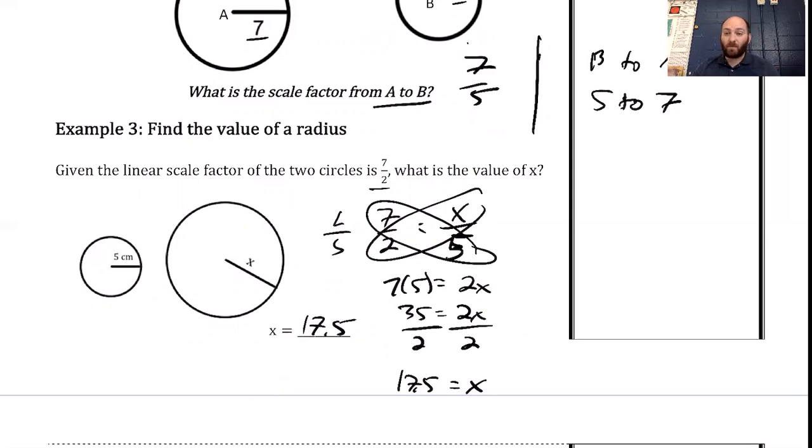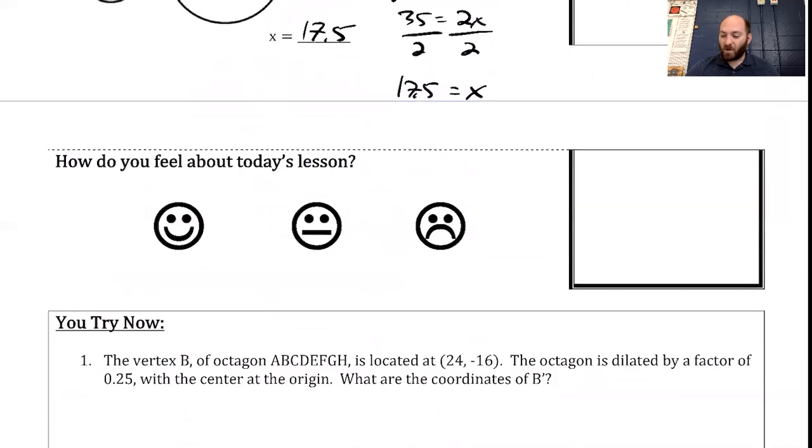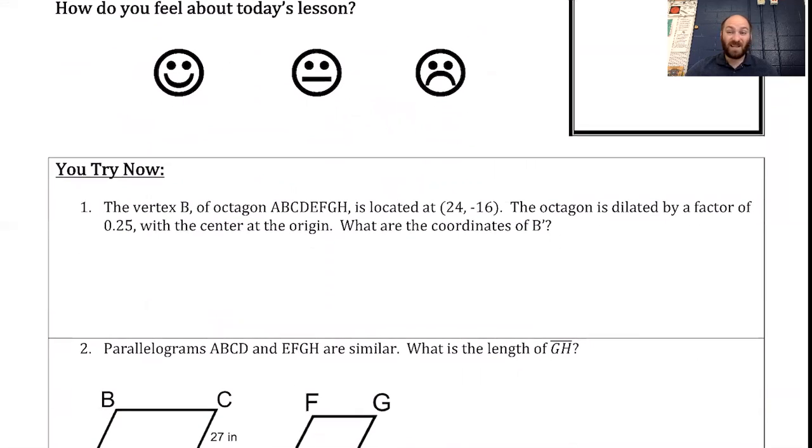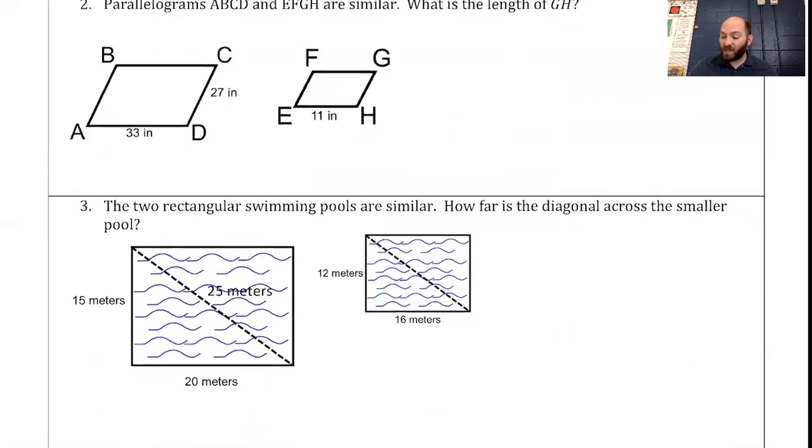Again, these are similar, so any missing radius is in the same ratios as each other. Quick little reflection, how do you feel about this? It's not brand new from a couple days ago, so hopefully it makes pretty good sense. So you try now. We'll save these for class time.